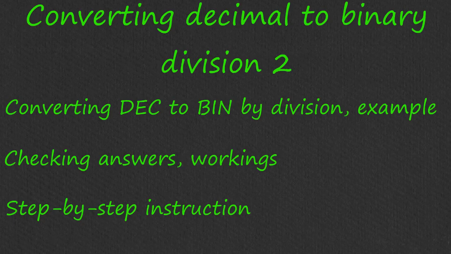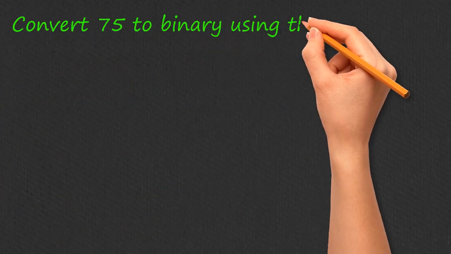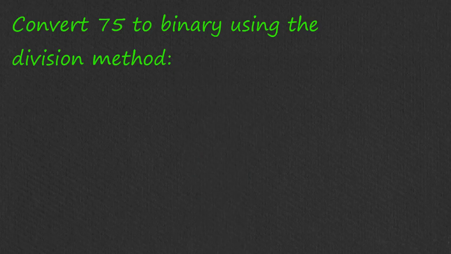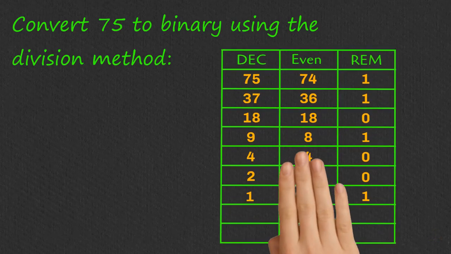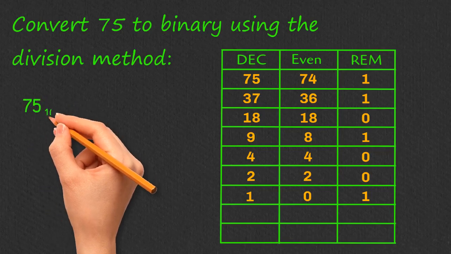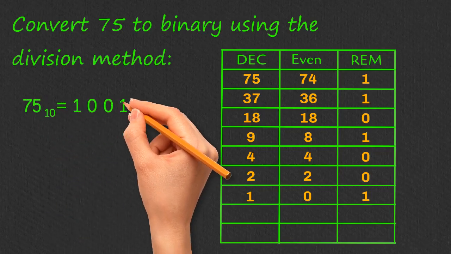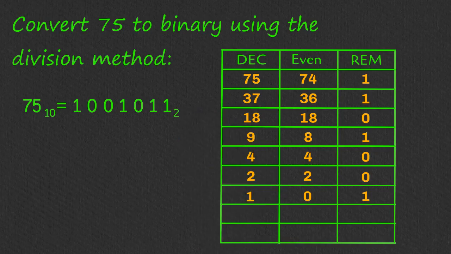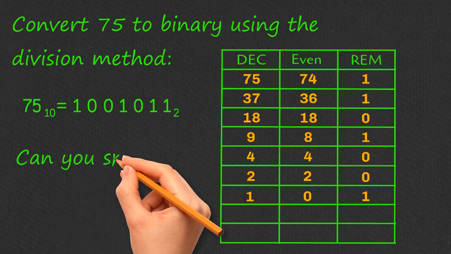So, let us get started by reviewing how to convert decimal numbers to binary using the division method. I would like you to pause the video here and convert 75 using the division method. Here is the answer. 75 in decimal is equal to 1001011 in binary. Did you get it right? I hope so, but if not, can you go through your table and try to spot your mistake?